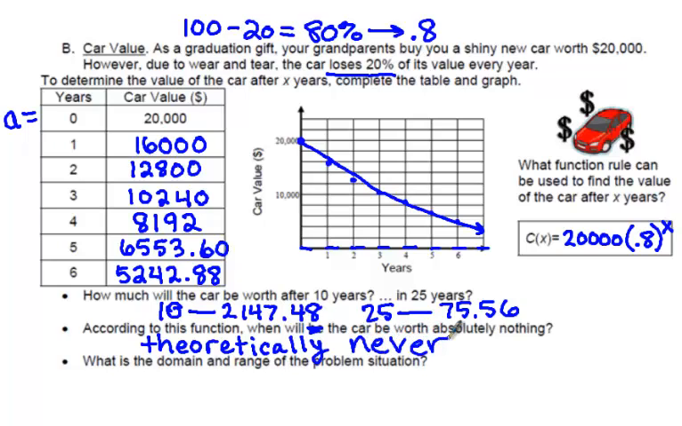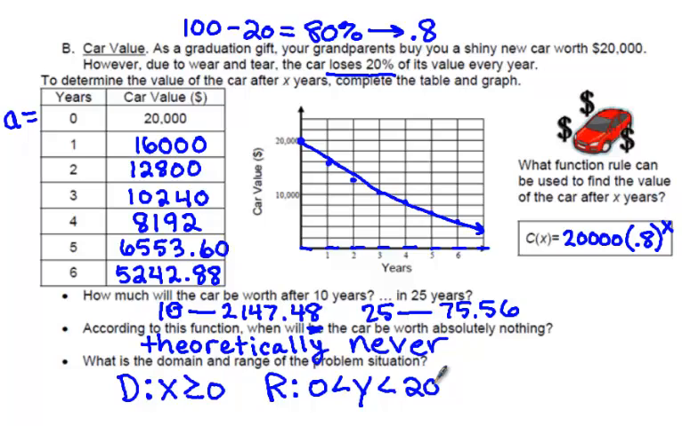Okay. What is the domain and range of the problem situation? Well, we know that our domain is starting at 0, and it goes on forever in the positive direction. So x can be greater than or equal to 0. And the range, however, is slightly different because the smallest value that it will approach is 0, but it's never going to equal 0. So we only put greater than. y is greater than 0, but it's always going to be less than 20,000. But at some point in time, whenever they first bought it, it was worth exactly 20,000.